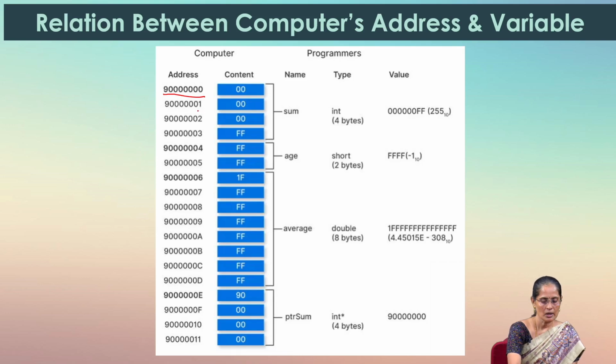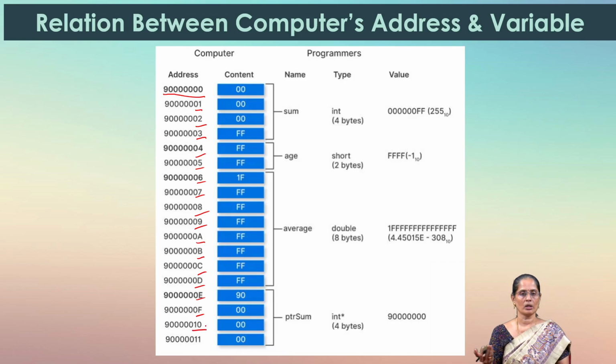So, here we can see 1, 2, 3, 4, 5, 6, 7, 8, 9. After 9 there will not be 10, because since it is a hexadecimal notation, after 9 it will start with A, B, C, D, E, F, and then again it will be incremented by 1, it starts with 10, 11 likewise. Now, I am trying to store the first variable sum, which is of 4 bytes.